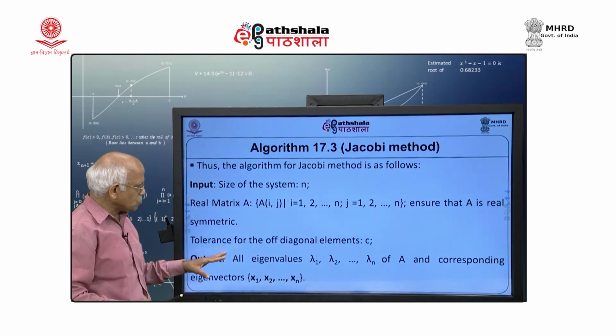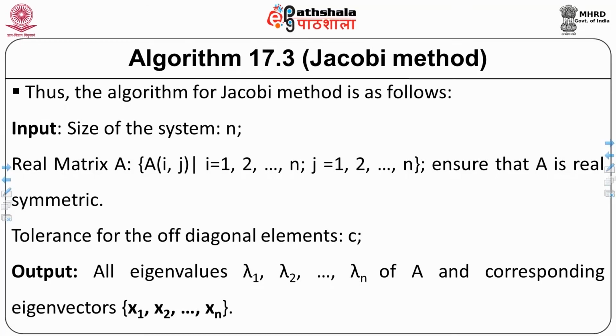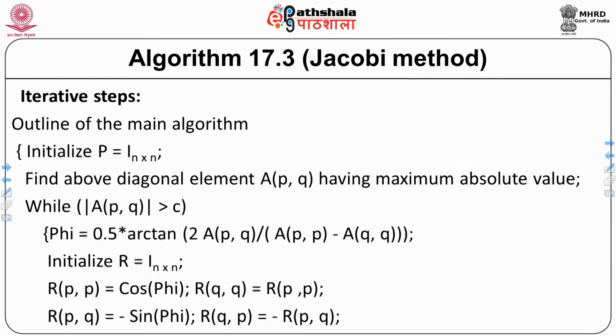The output is all eigenvalues lambda 1, lambda 2, up to lambda n of A. The diagonal elements of D will be the eigenvalues of A, and the corresponding eigenvectors x 1 bar, x 2 bar, up to x n bar will form the matrix x bar. So this is my output. Now my iterative step starts here. The outline of the main algorithm will be like this.